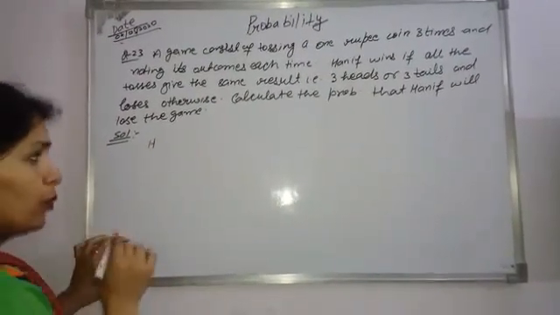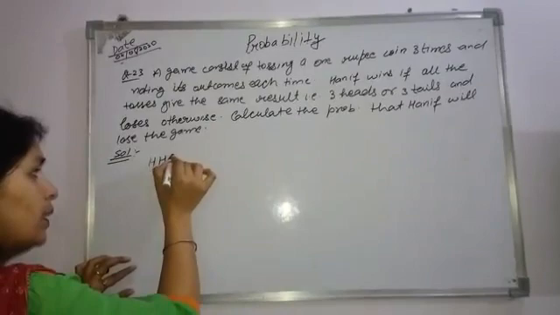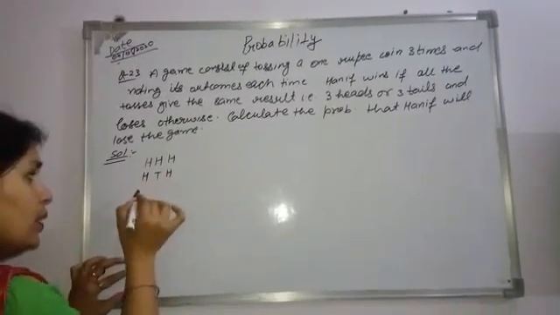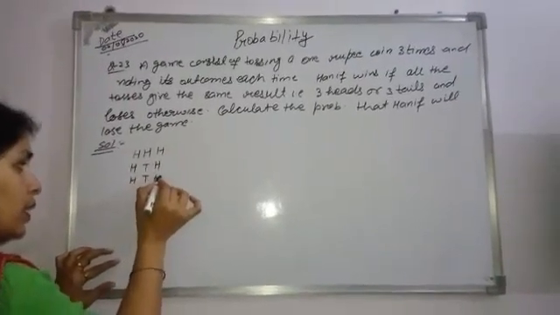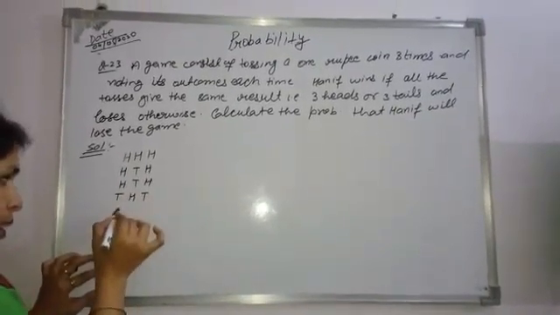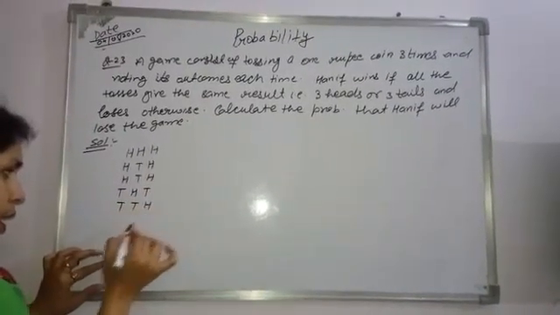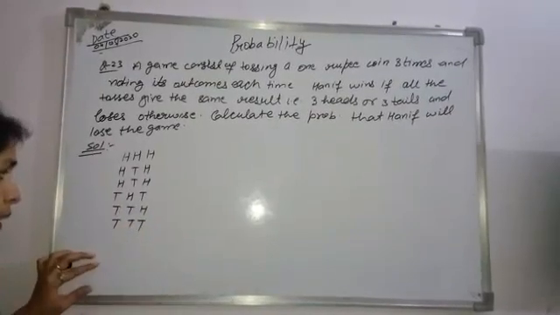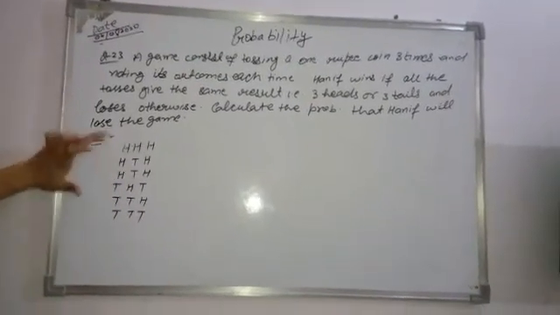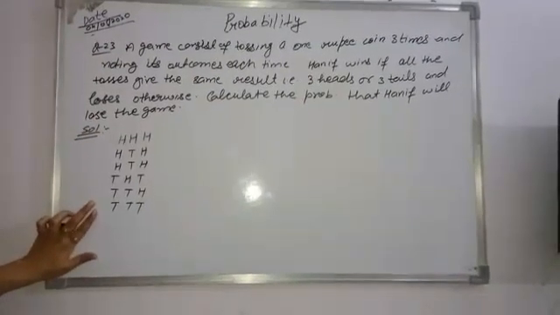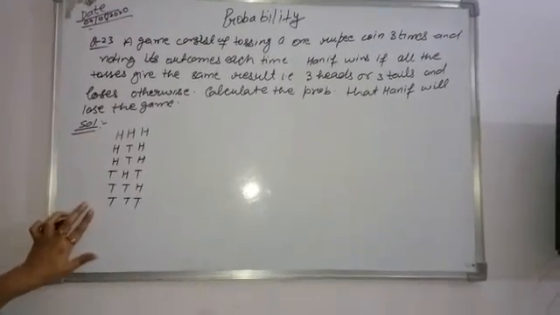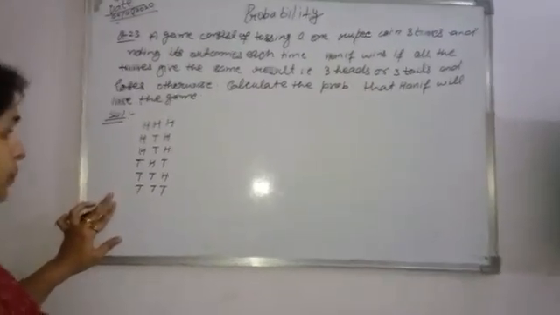Suppose in the first toss we obtain head, second head, third head. Next is head, head, tail. Next is head, tail, head. Next one is tail, head, head, then tail, tail, head, tail, head, tail, and tail, tail, tail. How many cases do we have? 1, 2, 3, 4, 5, 6. We obtain 6 cases so far.